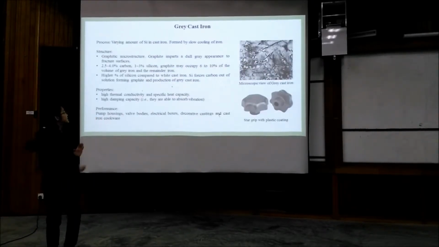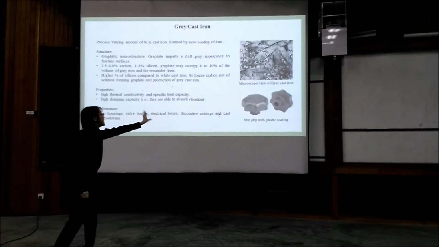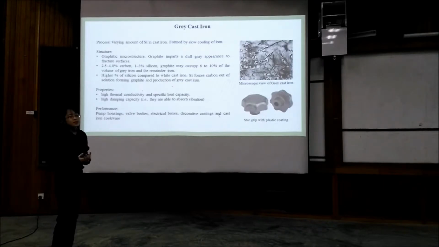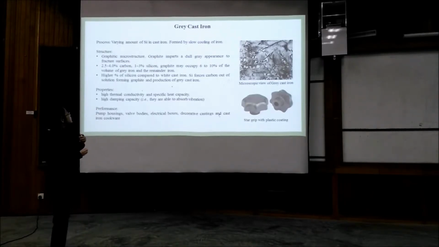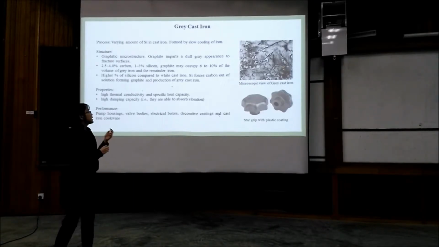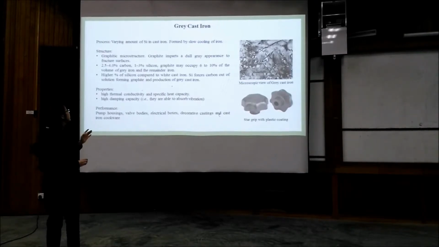This is the grey cast iron. That is the microscopic view of grey cast iron. So, how does the grey cast iron form? Basically, it is formed by the slow cooling of iron and by varying the amount of silicon in the cast iron. Because of the slow cooling of the iron, it allows the graphite to form. That is why the grey cast iron has a graphitic microstructure.